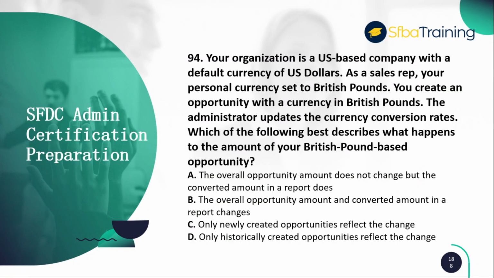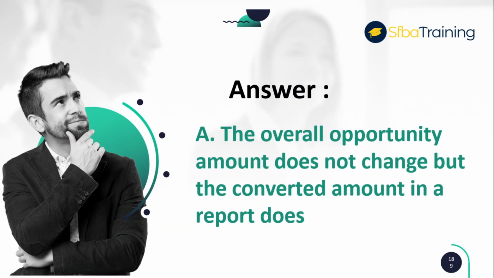Number 94. Your organization is a US-based company with a default currency of US dollars. As a sales rep, your personal currency is set to British pounds. You create an opportunity with a currency in British pounds. The administrator updates the currency conversion rates. Which of the following best describes what happens to the amount of your British pound-based opportunity? A, the overall opportunity amount does not change, but the converted amount in a report does. B, the overall opportunity amount and converted amount in a report changes. C, only newly created opportunities reflect the change. D, only historically created opportunities reflect the change. The answer is A, the overall opportunity amount does not change, but the converted amount in a report does.